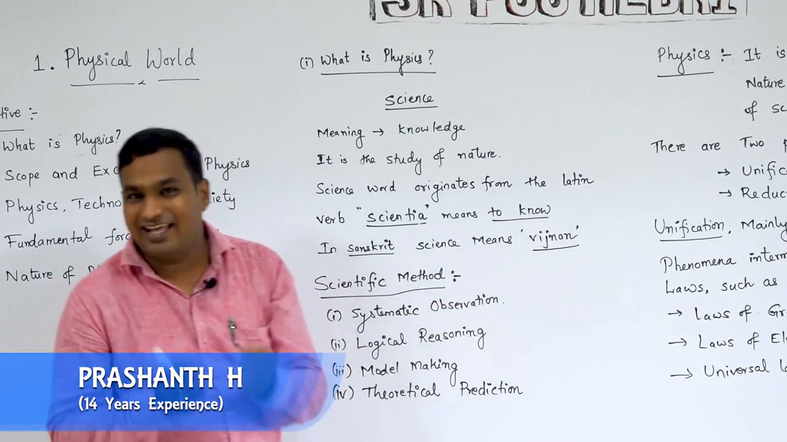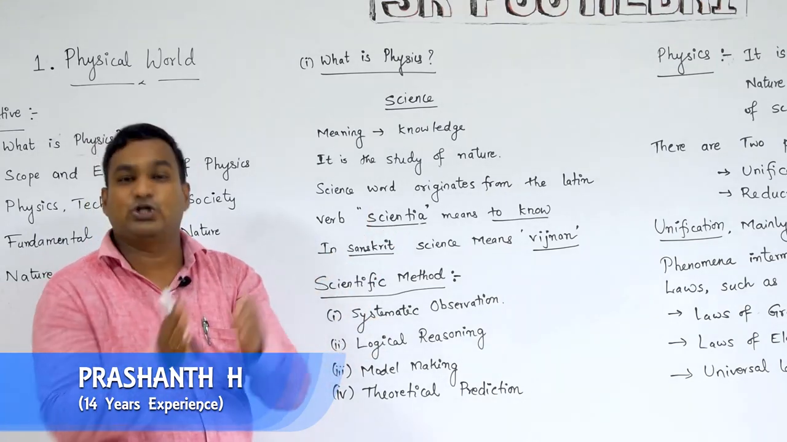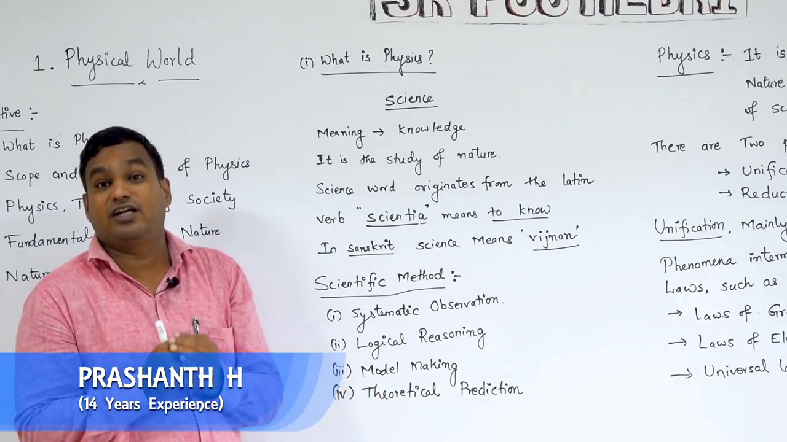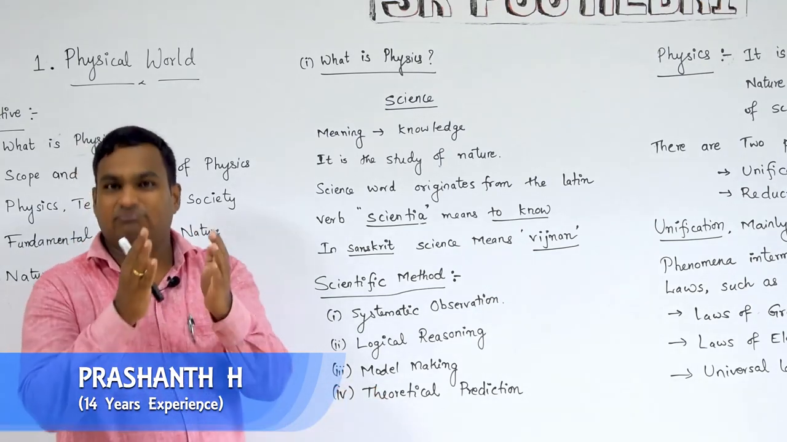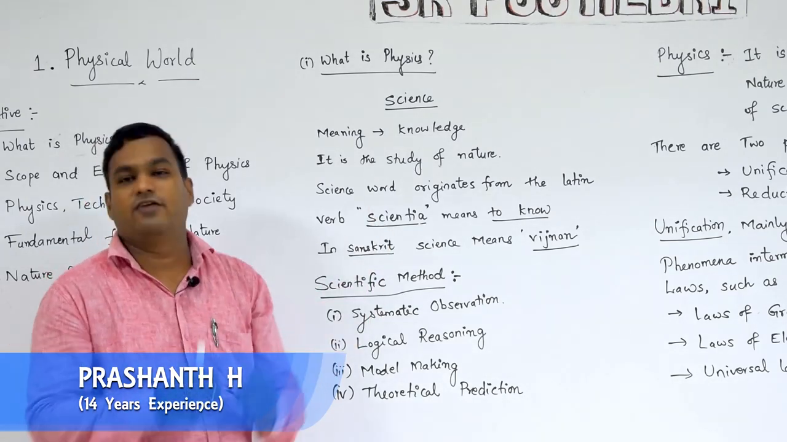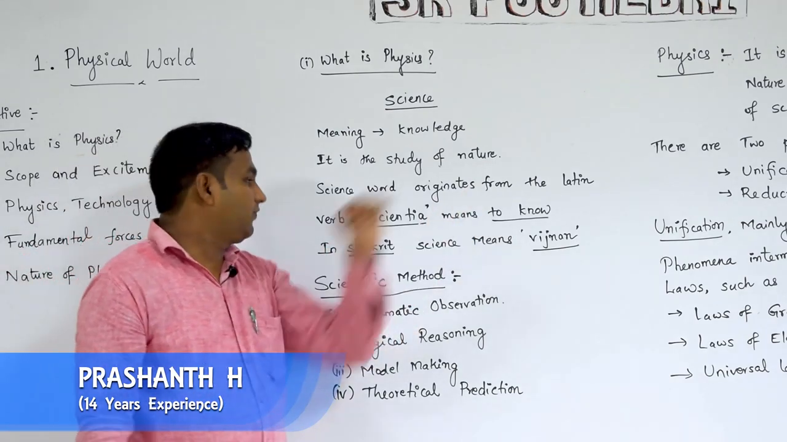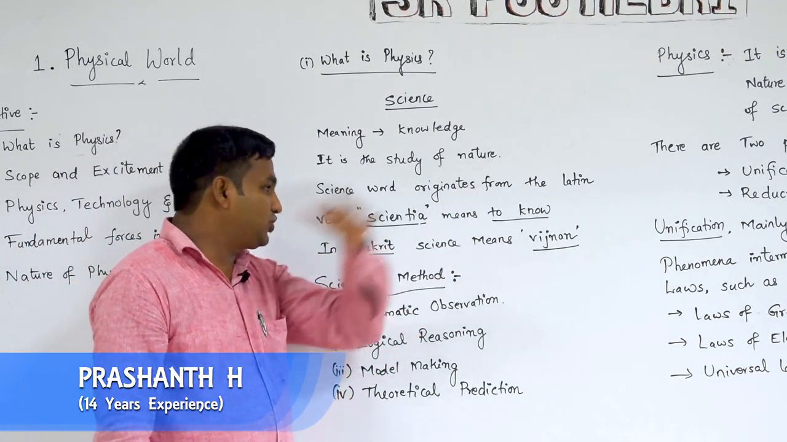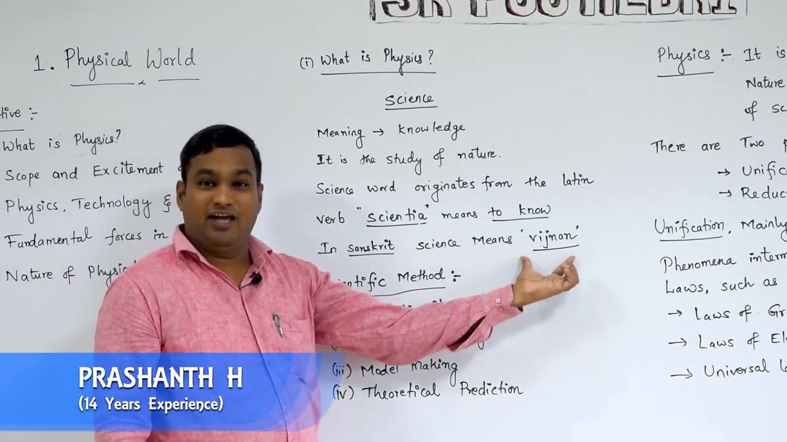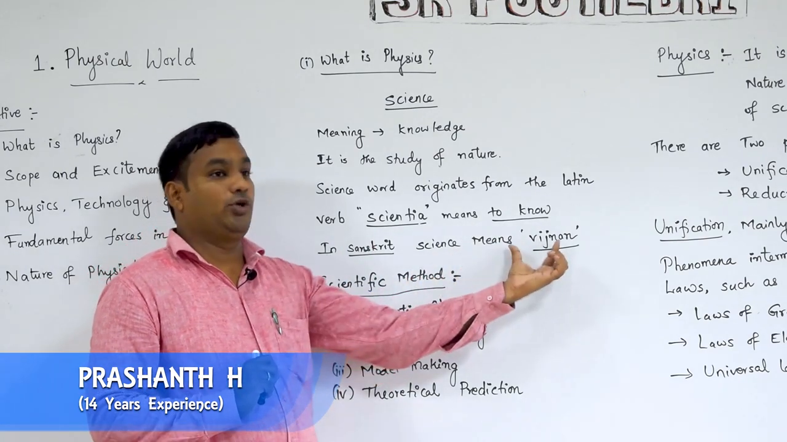Dear students, in the last class I said physics is also called knowledge and science is also called knowledge. Knowledge about what? Nature. Whatever event takes place in day-to-day life, in nature, that we are going to discuss as different phenomena or different effects. Again, the word science originates from the Latin scientia, meaning to know. In Sanskrit, science means vijnan. Everyone, you have heard this word.